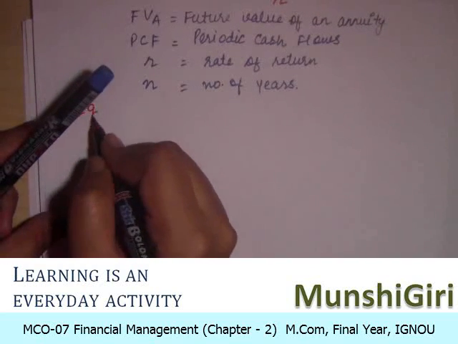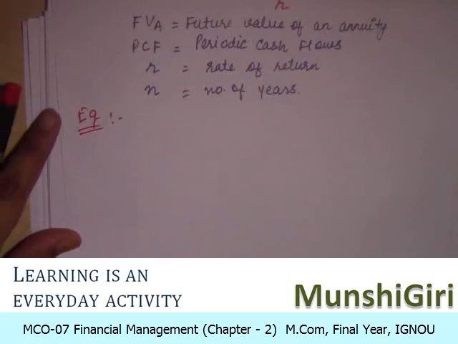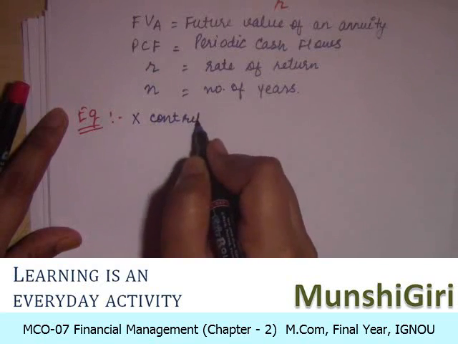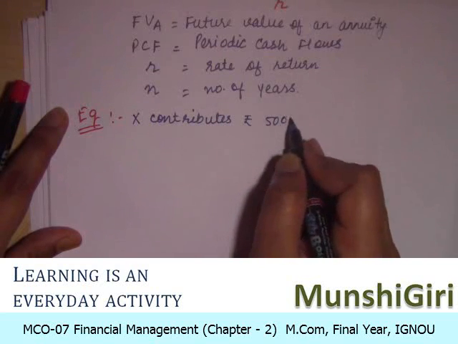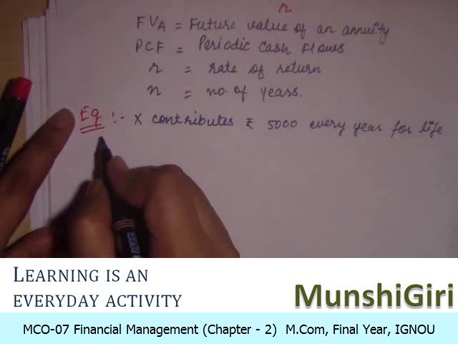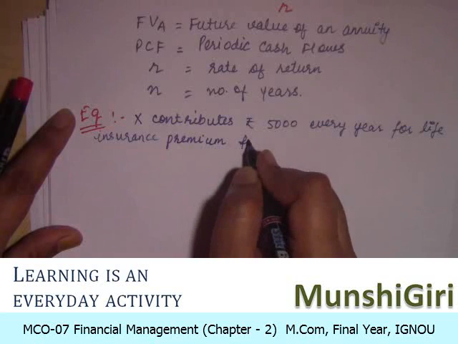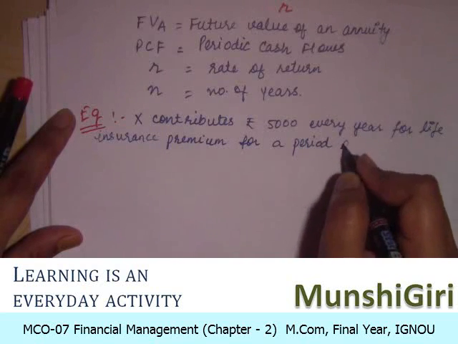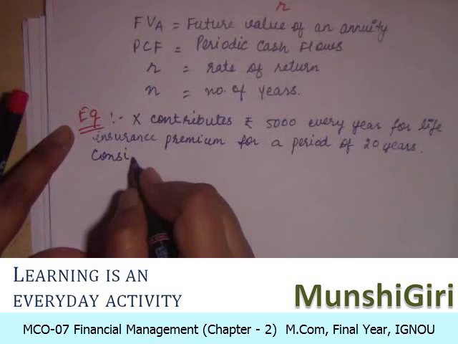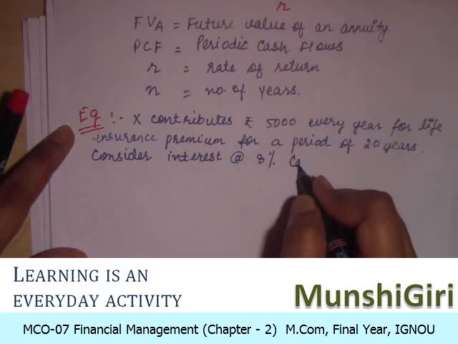Example. X contributes rupees 5,000 every year for life insurance premium for a period of 20 years. Consider interest at the rate of 8%. Calculate the future value.